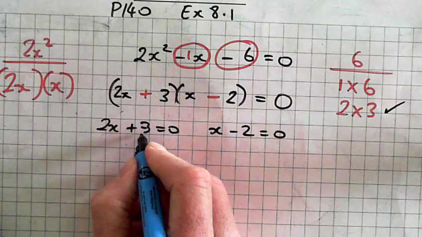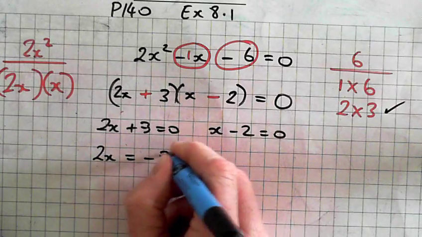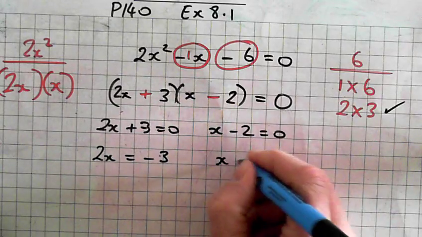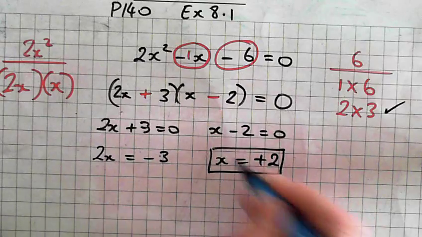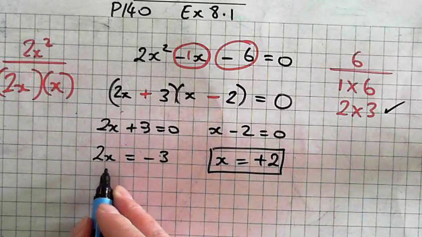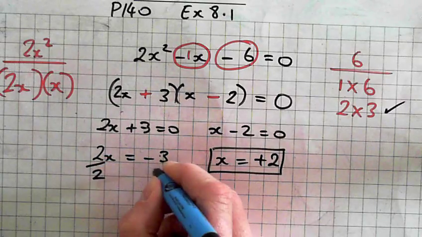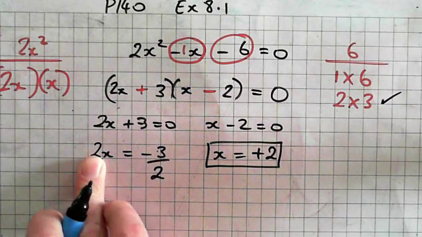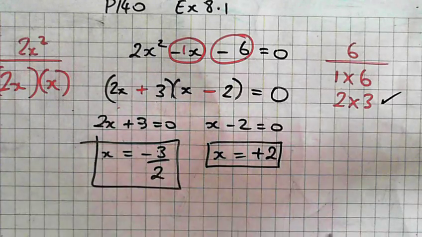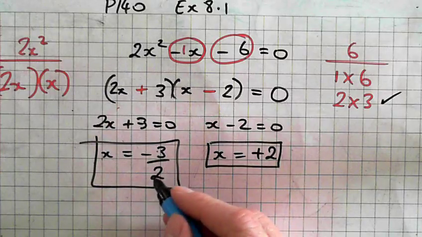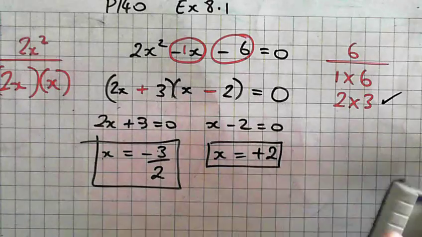x equals 0. Move the plus 3 across. Look up. 2x is equal to minus 3. Over here, x equals plus 2. Right, that's one answer complete. What do I do over here? I want to find x. I want to get rid of the 2. Divide by 2. 2 divided by 2 is 1. 1x is, okay, so there's 2 answers. Minus 3 over 2 is minus 1.5, isn't it? Okay, 2 answers got. That's 21.